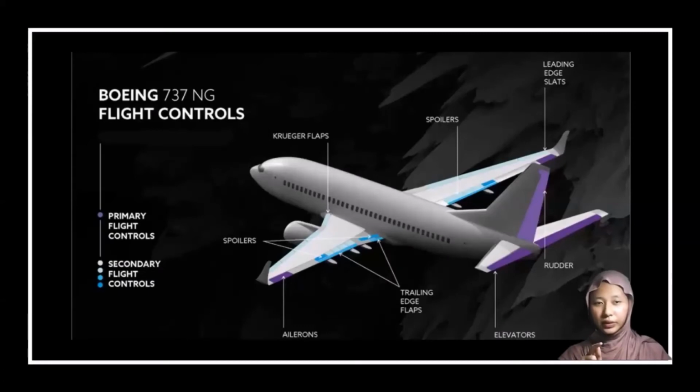As you can see on the screen, there is a purple color and a blue color. The purple color is the primary flight controls, which show the rudder, elevators, and also the ailerons, while the blue one is the secondary flight controls, which show the spoilers and then the flaps and trim. That is the image.